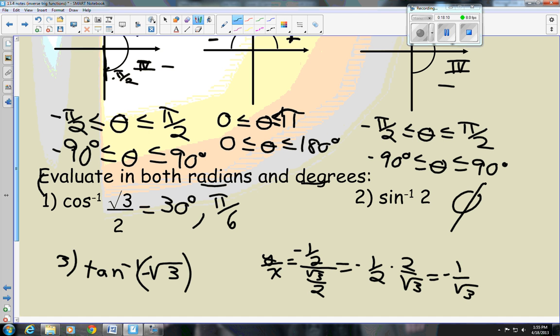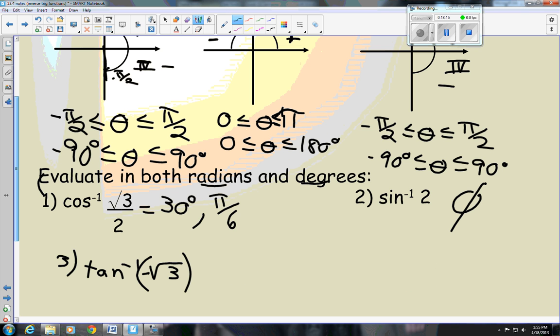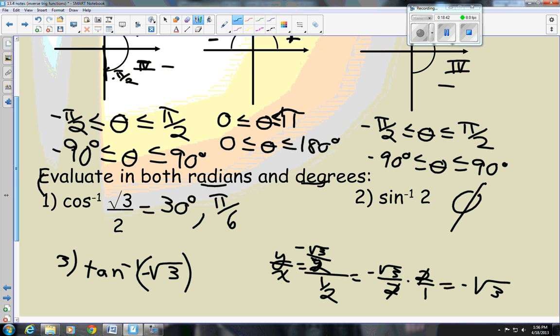Okay, so let's go to 300. Let's try that. So y over x. The y value at 300 degrees is negative root 3 over 2, and the x value is 1/2. So that's going to be negative root 3 over 2 times 2 over 1, negative root 3. Okay, so we know it's at 300 degrees, but that's not in our range.